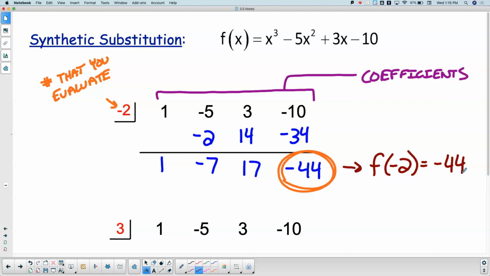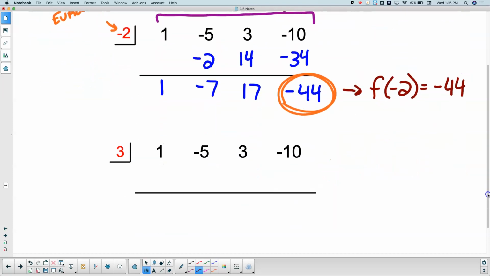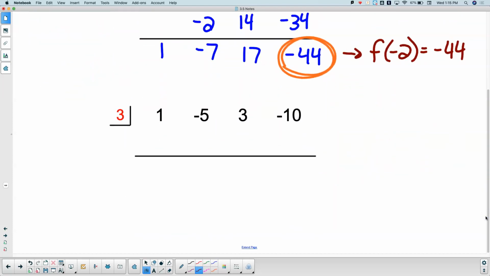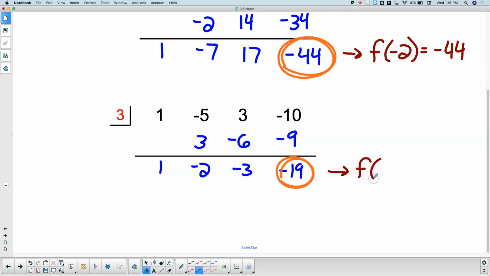Likewise, f of 3 we said was just -19. So 1, 3, -2, -6, -3, -9, -19 tells me that f of 3 is -19.